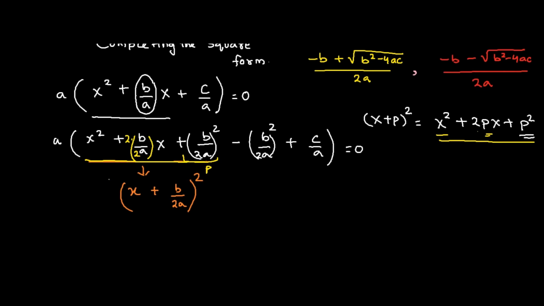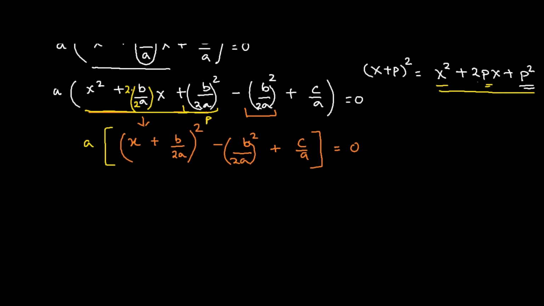There is an a multiplied outside to all the terms. So this can be completed as the second term that is subtracted remains as it is. We write it as (b/2a)² plus c over a, and the bracket is closed, equals 0.